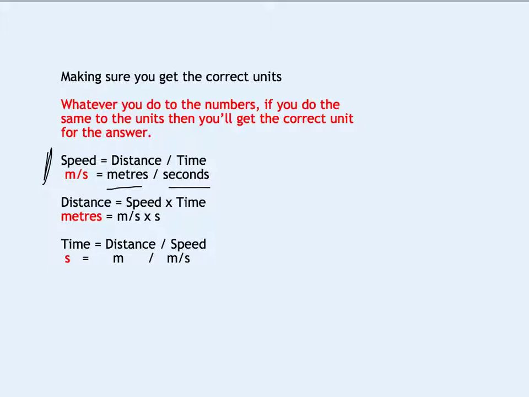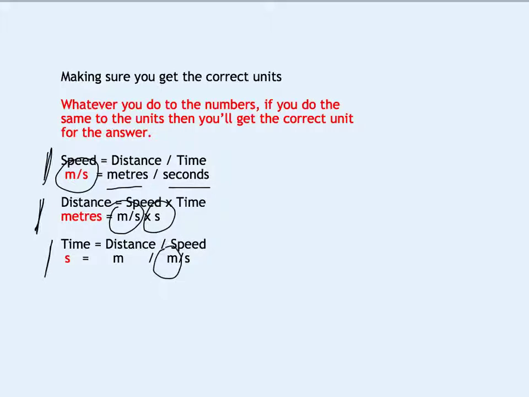So we've divided the distance in metres by the time in seconds. So if you do metres divided by seconds, that's going to give you metres per second. And if you look at distance, you add the speed, which is in metres per second, and the time in seconds. Well, if you divide by seconds and then multiply by seconds, that cancels each other out and leaves you with metres. It's the same when it comes to time.